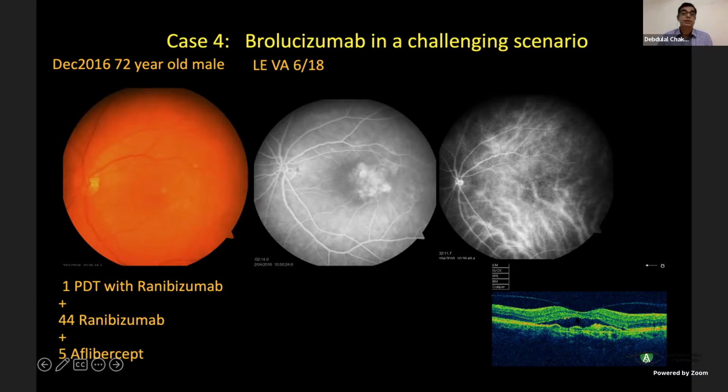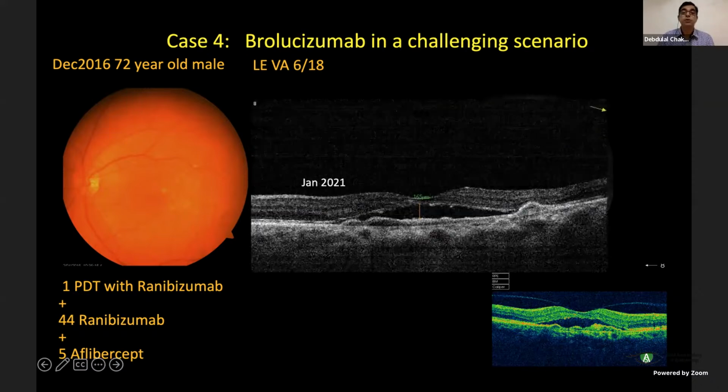So here's the SD-OCT, and just a long story short, he had 1 PDT with ranibizumab to start with, and subsequently 44 ranibizumab injections and 5 aflibercept injections. So yeah, this is how he was in January 21 after all these injections, and pretty much the same if you look at the SD-OCT in January 2021.